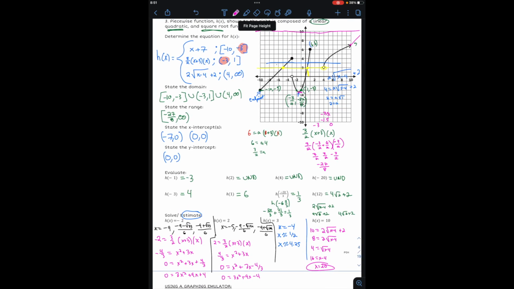Okay, so that wraps up question number 3. A lot of practice involved in there: piecewise functions, domains, and plugging in and solving and using that quadratic formula, which again, I highly recommend. I mean, you can do that by hand. You can complete the square.